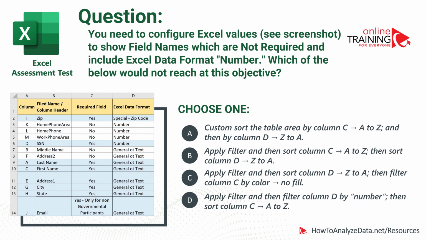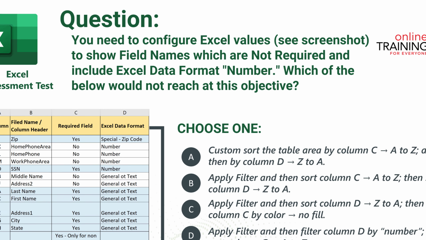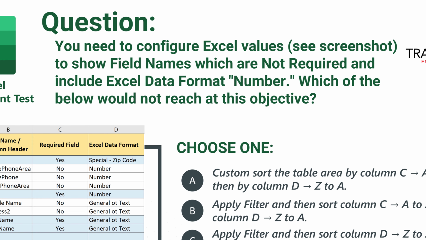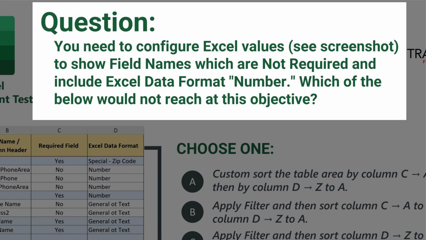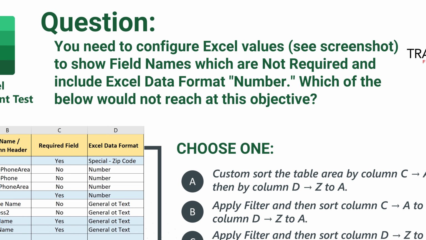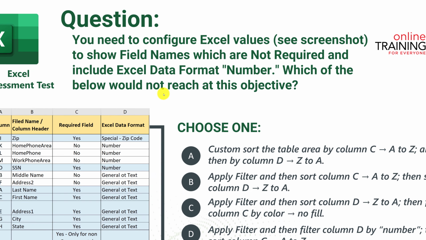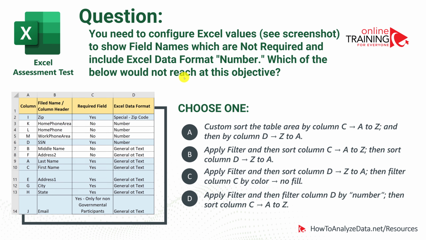Now let's look at the very tricky Excel assessment test question, which tests your knowledge of sorting and filtering. You need to configure Excel values, look at the screenshot, to show field names which are not required and include Excel data format number. Which of the below choices will not reach this objective? You have to love these negative questions. But you have to pay attention: not reach this objective, which means that three of the choices do reach this objective and one choice does not.